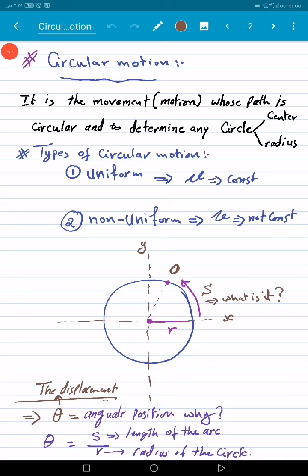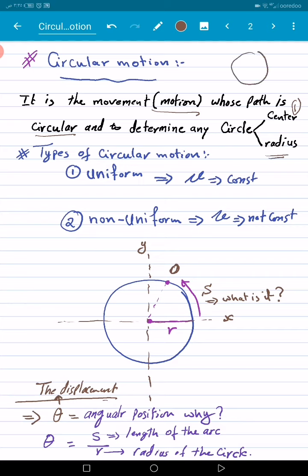Now I start lecture 1. It's about circular motion. What's the meaning of circular motion? It is the movement or the motion whose path is circular, and it can be determined at any circle with two important things: with its center and with its radius.